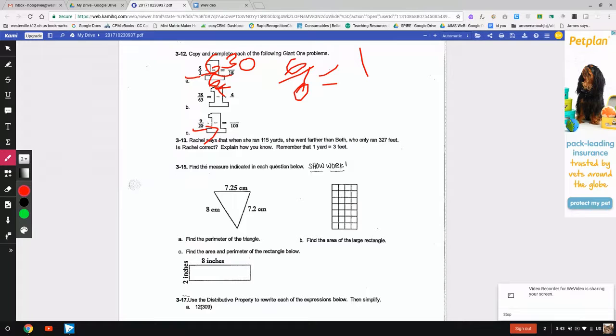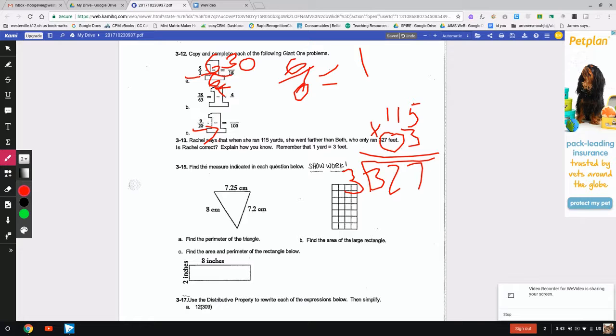So there's two ways you can do this. You can change Rachel's yards into feet by multiplying it by 3, and then you compare it to Beth's 327. You'll know who ran more. Or you can take Beth's, probably the harder way, and convert her feet into yards by dividing. All right, so that's either way. Tell me how you know. So just say what you did. You'll get credit.